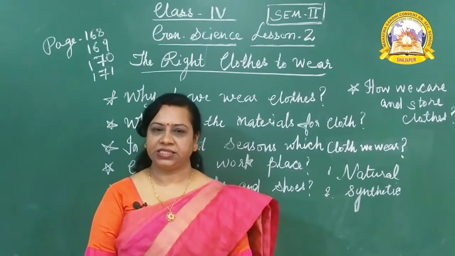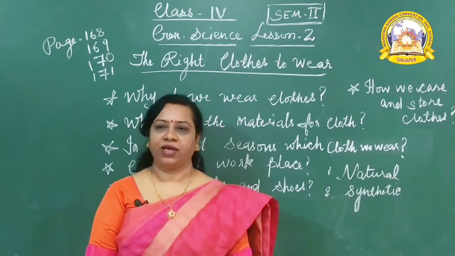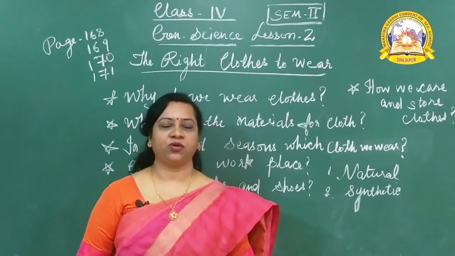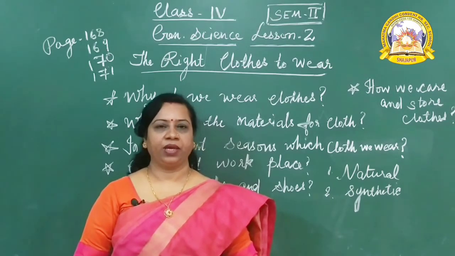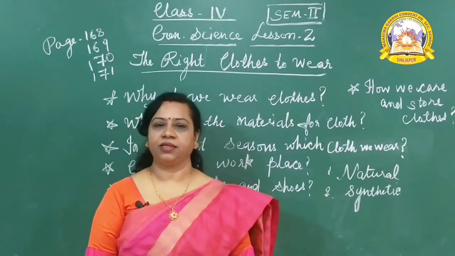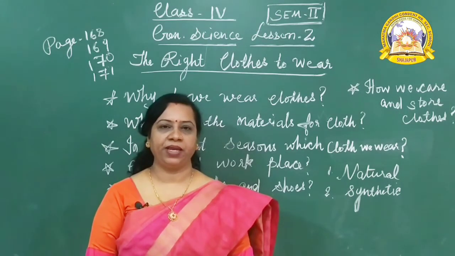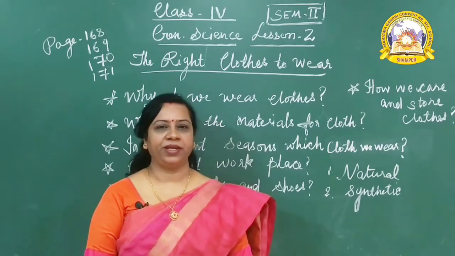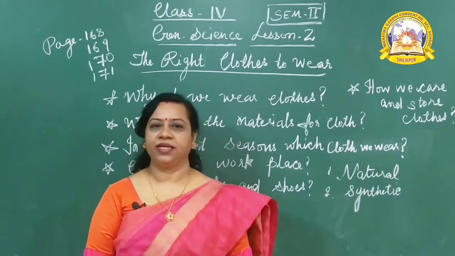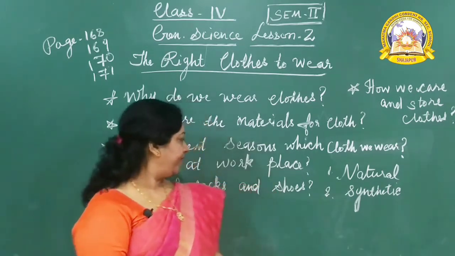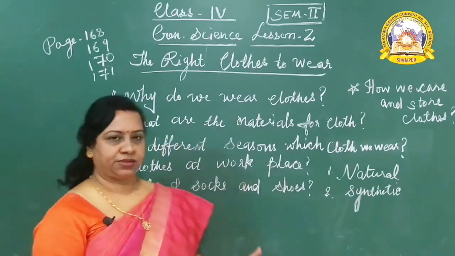Like people living in Chennai wear different types of dress, whereas people living in Srinagar, because Srinagar is at the top and always has a cold season, wear different types of dresses. And sometimes, children, these dresses become national dress also. What's the national dress of an Indian woman? Did all of you know this? Yes, the national dress of an Indian woman is the sari, whereas the national dress of the Japanese is the kimono. Got it?